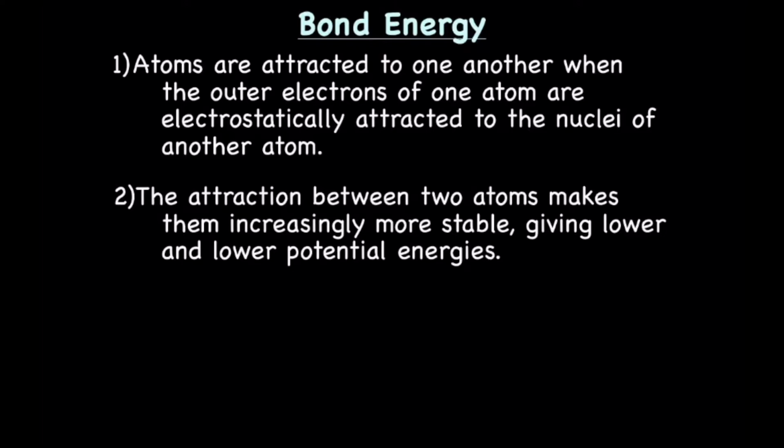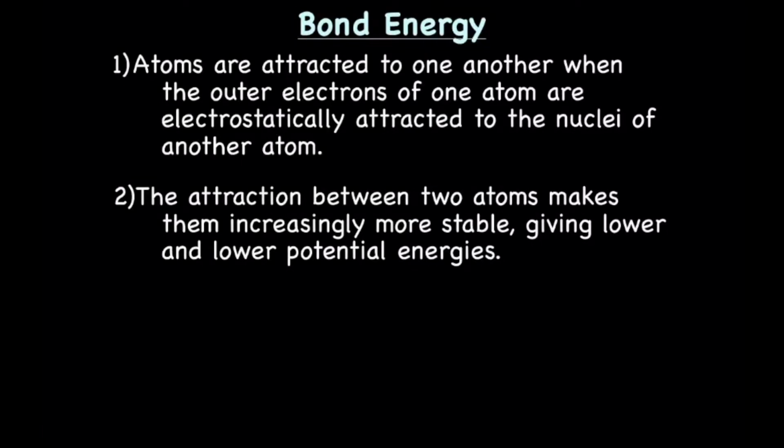So atoms are attracted to one another when the outer electrons of one atom are electrostatically attracted to the nuclei of another atom. Remember, the nucleus is positive, electrons are negative. The attraction between two atoms makes them increasingly more stable, giving lower and lower potential energies. What we're talking about here is atomic bonding.